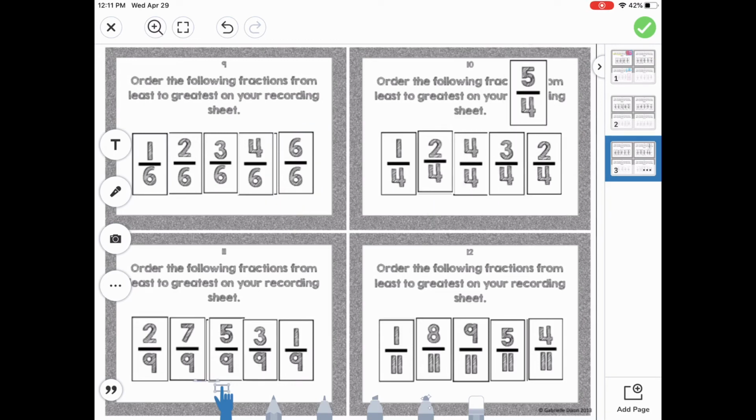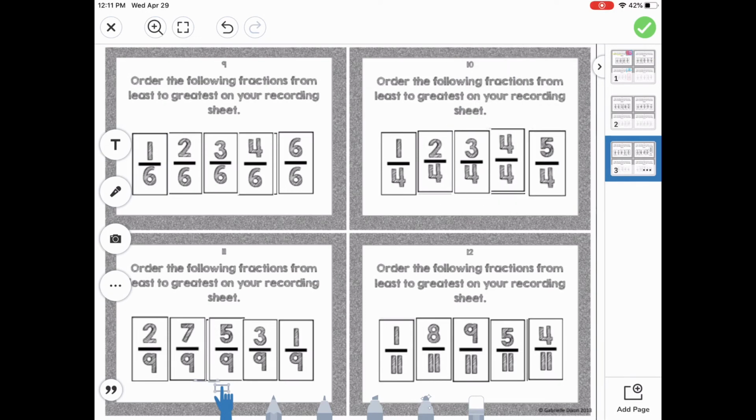Then I see 2/4, 3/4, 4/4, and 5/4. 5/4 is another one of those improper fractions that is more than 1. 5/4 is really equal to 1 and 1/4, so that is definitely the largest because it is more than one whole.